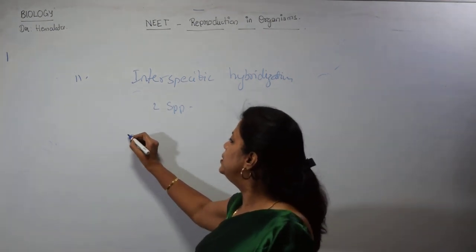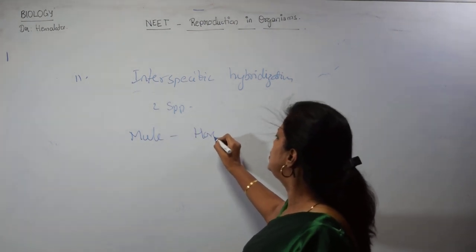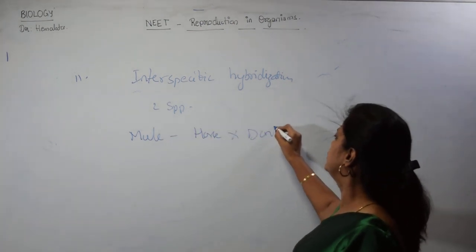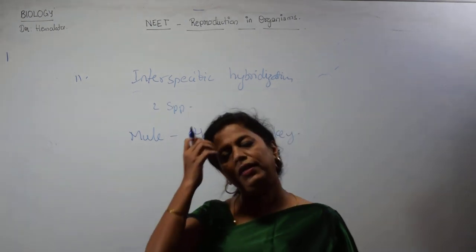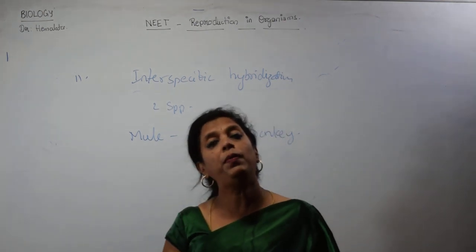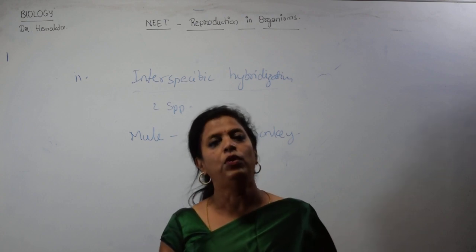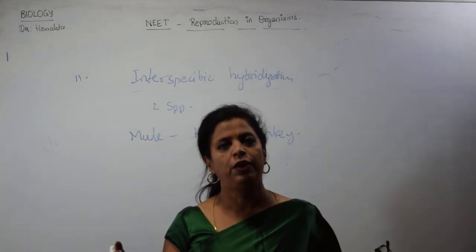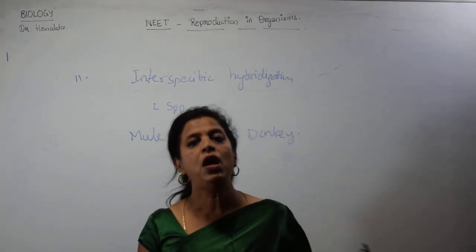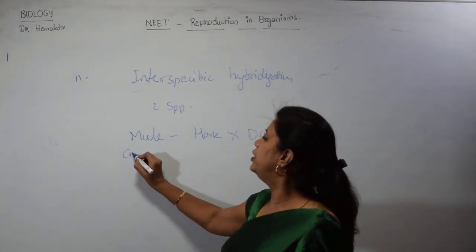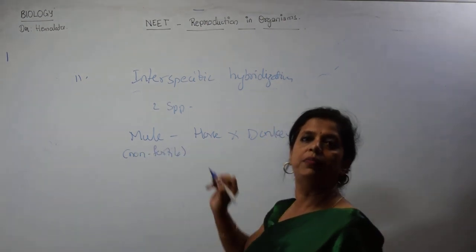One of the examples is the mule. A mule is a cross between a horse and a donkey. When such crosses are done, the resultant is a mule. But because they are two different species, they have different genomes, different chromosomes, different genes. Then when the hybrids are formed, these hybrids will have varied chromosome numbers and they become non-fertile. They are the non-fertile or sterile hybrids.